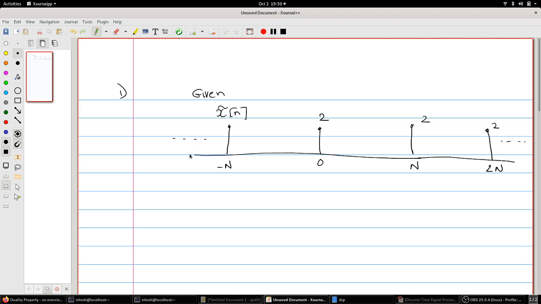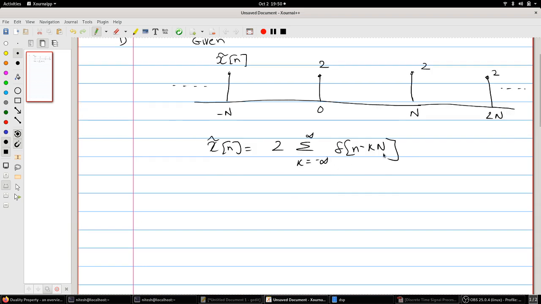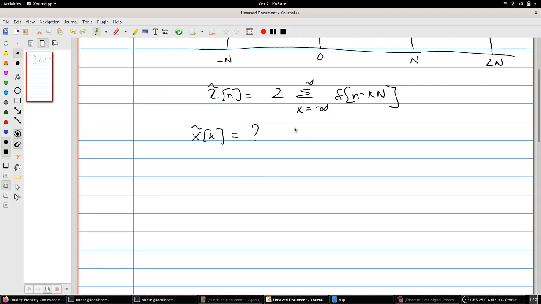Okay, so assume that this is an impulse train. You can see that it's an impulse train, and I can write it mathematically as x tilde of n equal to 2 times summation k equal to minus infinity to infinity delta of n minus kN, right? This is the mathematical expression. I want you to find x tilde of k, the DFS coefficients for this particular periodic waveform.